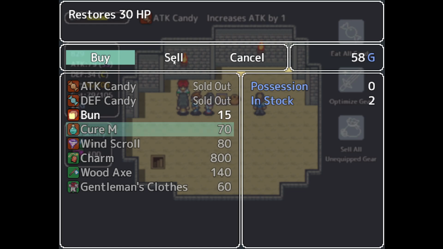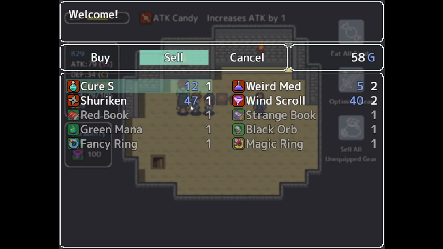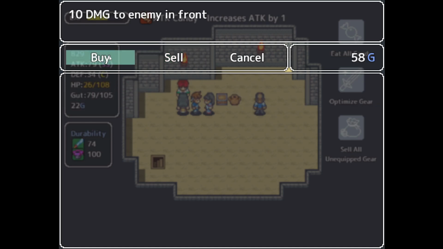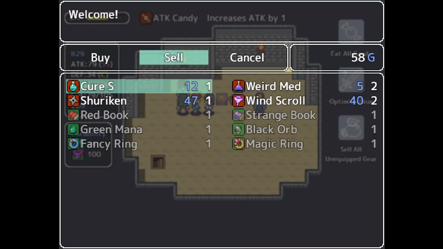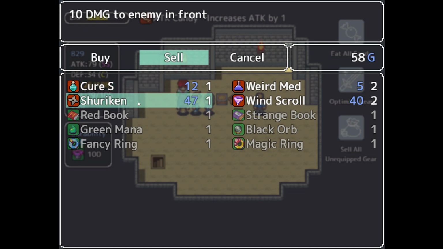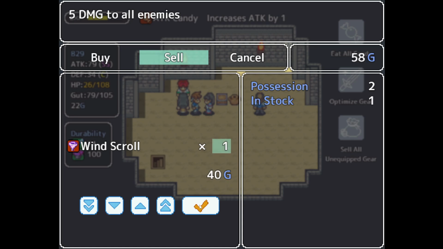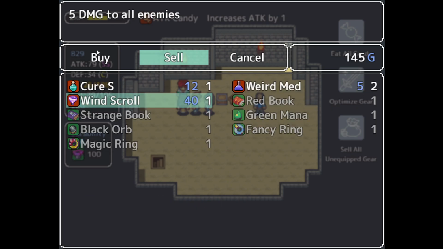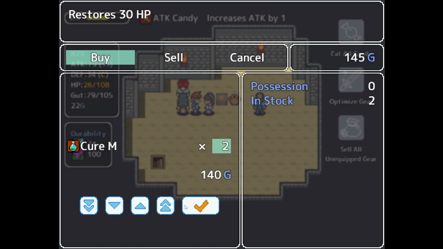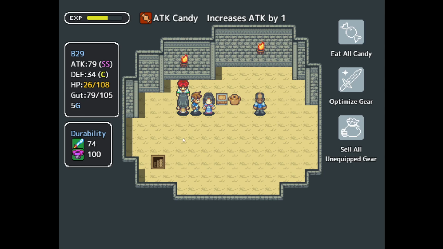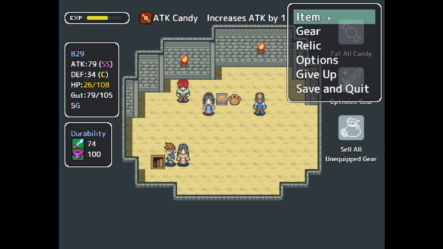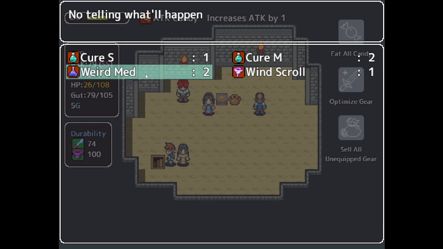Alright, Cure Medium restores 30, and we need 12 more money for that. How many cures do they have? That, so we could totally sell a shuriken for most of a heal, and sell a wind scroll for a heal. Yeah, if we sell both of these, we should be able to afford the 2 medium heals. Okay. And then use all of our heals. Do we want to use the weird med first? Yes.